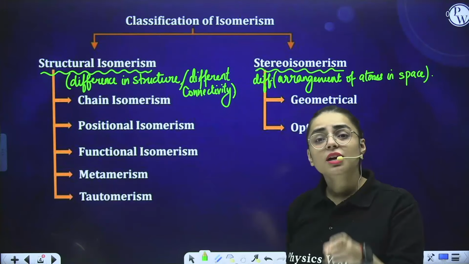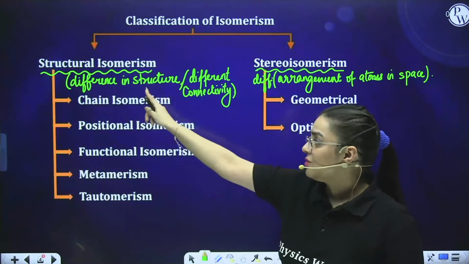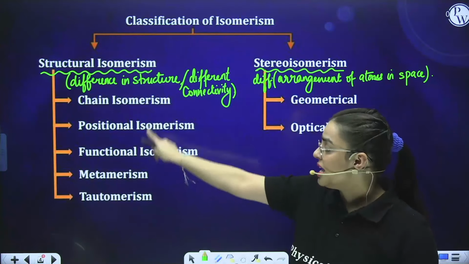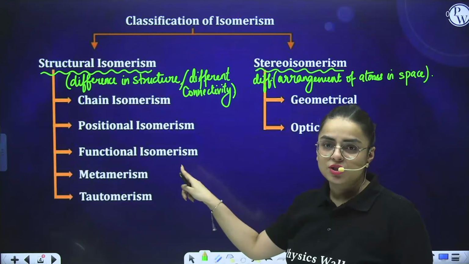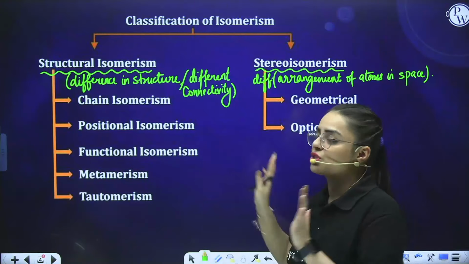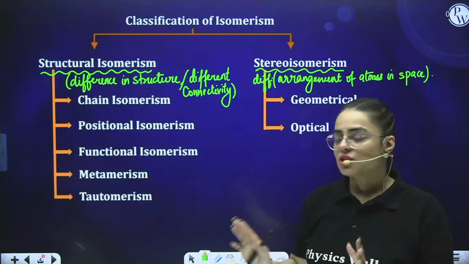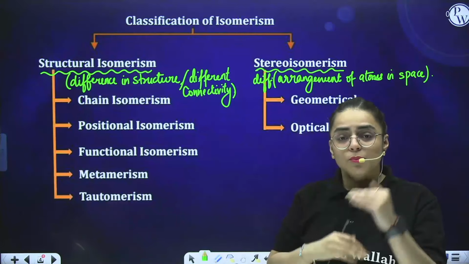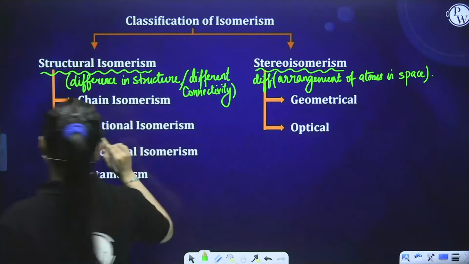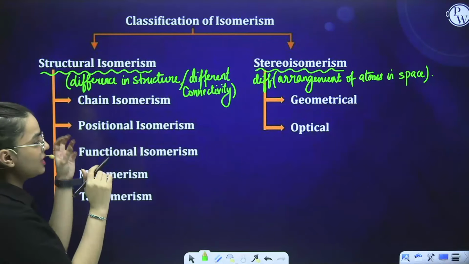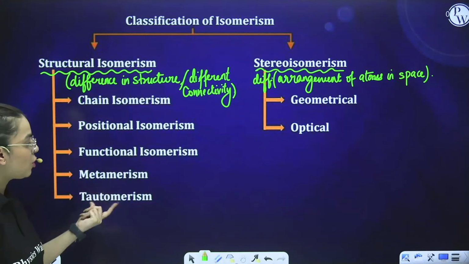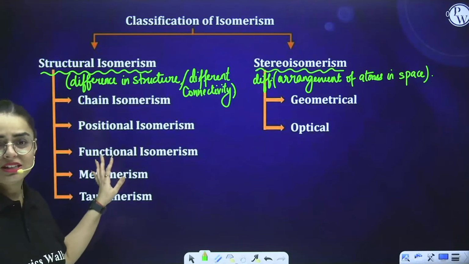Now, when there is a difference in chain, that will be known as chain isomerism. When there is a difference in position, that will be referred to as positional isomerism. When there is a difference in the functional group, that will be referred to as functional isomerism. The last two we will discuss later on. If I talk about these 3 basic categories, we can classify them on their name only. But metamerism and tautomerism are quite different from these 3 basic ones.